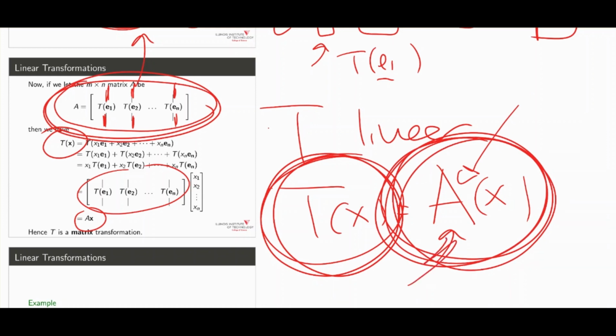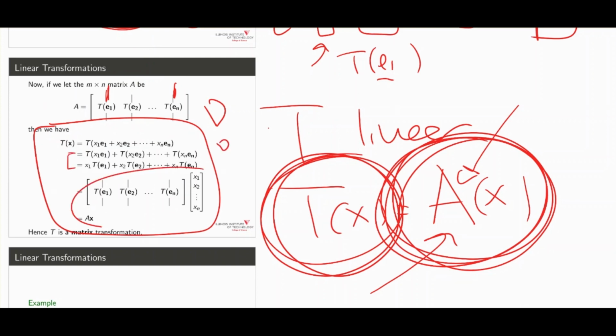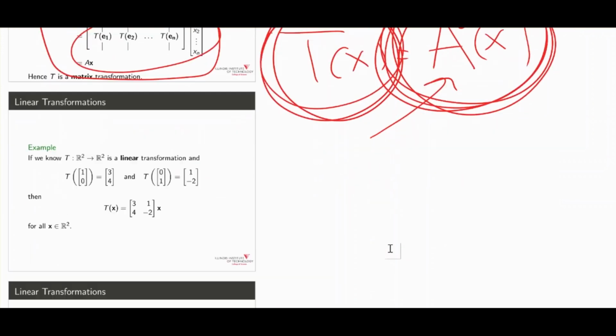And this is also called the standard matrix. It's the standard matrix for this linear transformation. Let me give you one example, and once you see that example, everything will make a lot of sense. And if you need, you should go back and look at this proof. This is a key part of the proof. This is the linear property, and this is a matrix multiplication.